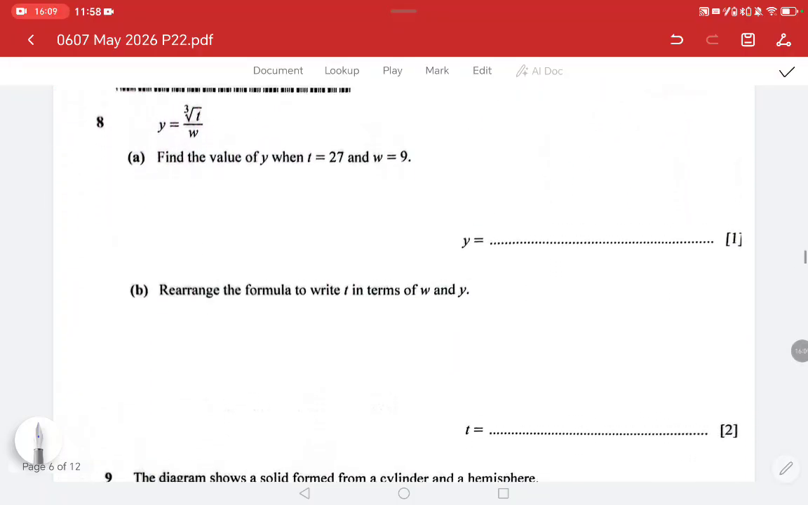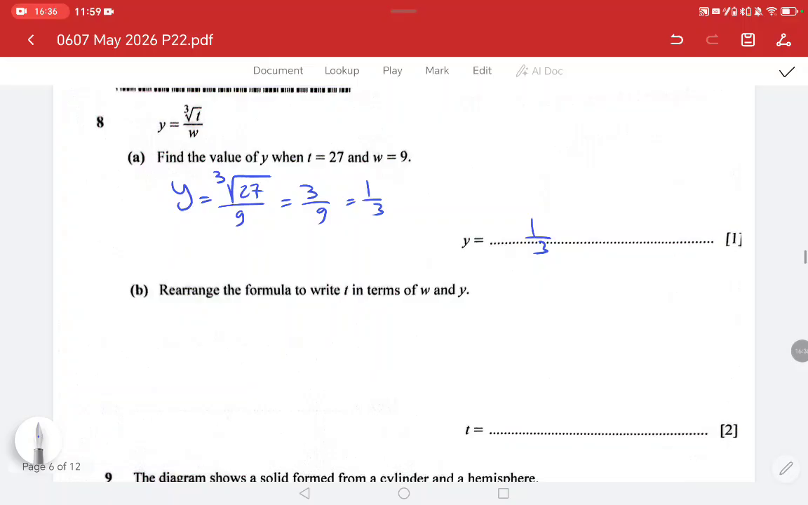Next one, it's substitution. Find the value of y when t equals 27 and w equals 9. So y equals the cubic root of 27 over 9. So this one is 3 over 9, which is 1/3.